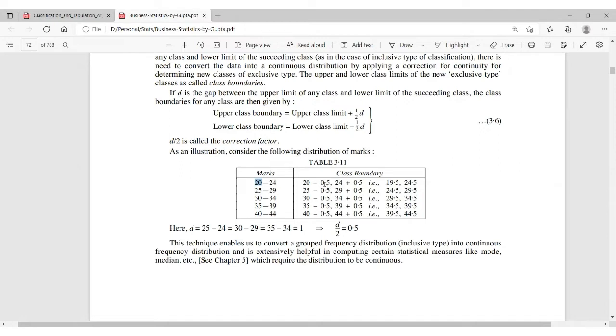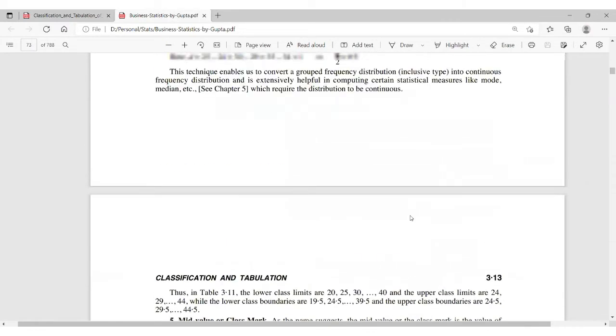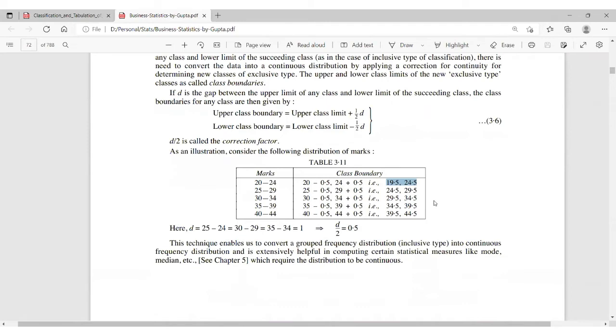If we subtract 0.5 from 20, it comes to be 19.5. Similarly, add 0.5, it comes to be 24.5. Now this class 20 to 24 becomes 19.5 to 24.5. In the similar way, second, subtract 0.5 from lower, add 0.5 to upper, it becomes this. Now these come to be in exclusive form. This is a change of inclusive into exclusive. Got it? Yes, sir.